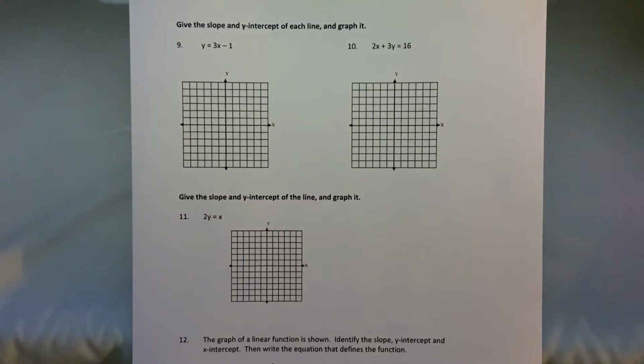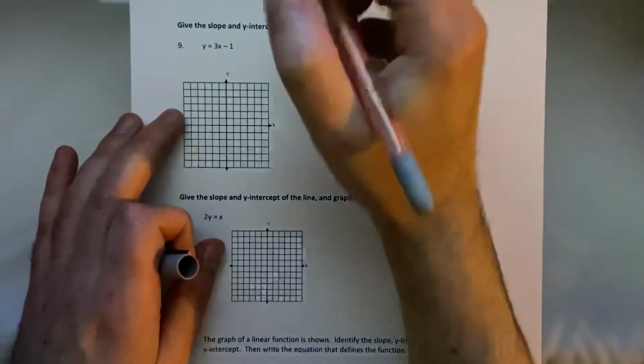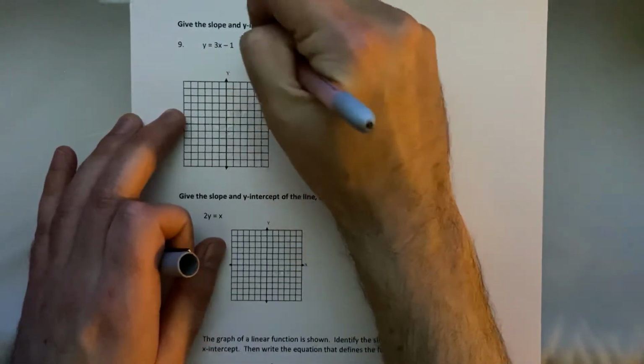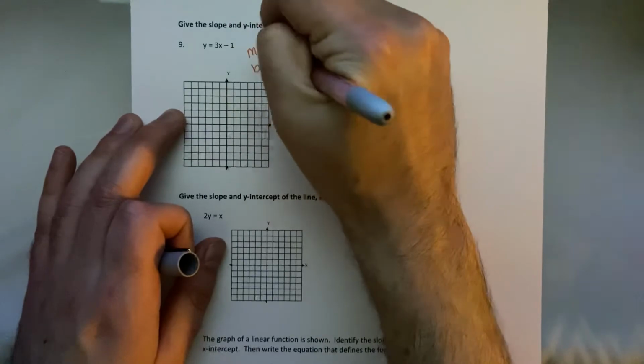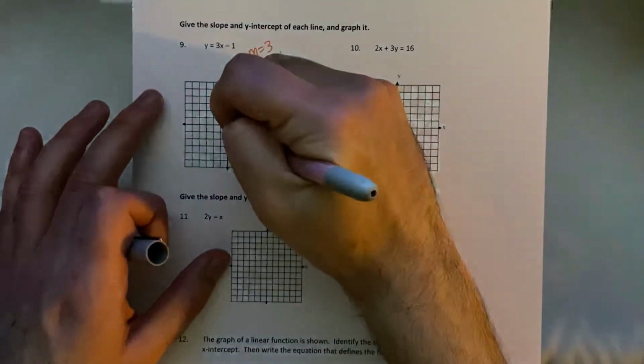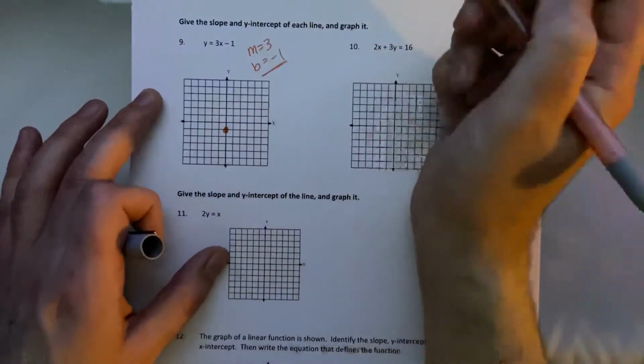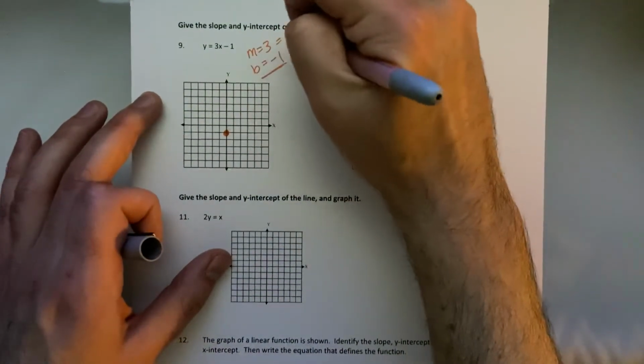Okay, let's finish 7.2. Given the slope and y-intercept on each line, graph it. Y equals 3x minus 1. Slope is 3. The y-intercept is negative 1. So how does the y-intercept work? Well, you go down 1 from the origin to get your starting point. The b.